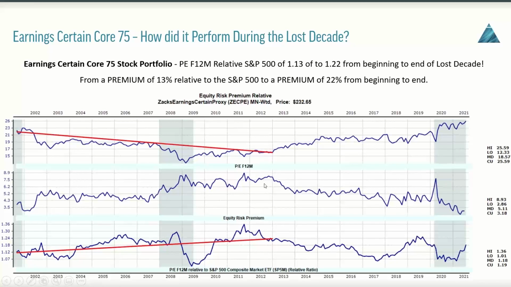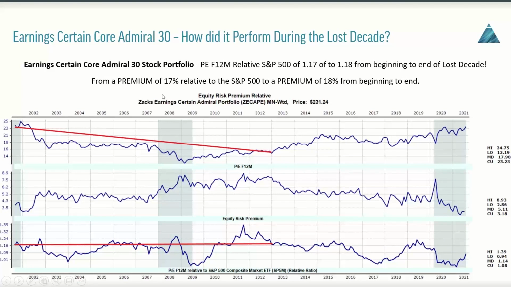In other words, when that equity risk premium is on the rise, even the Earnings Certain family of equity model portfolios, even the 75 stock core, experienced a PE multiple compression. However, you can see in the bottom panel, the upward slope, it was not as bad as the S&P 500. So we went from a premium of 13% to a premium of 22%. So the Earnings Certain core 75 stock portfolio actually fared a little bit better in terms of relative PE than the S&P.